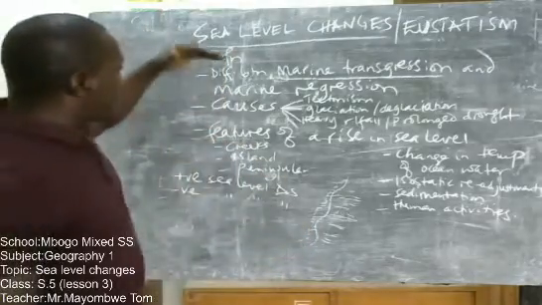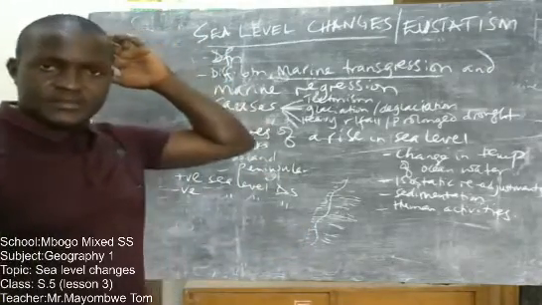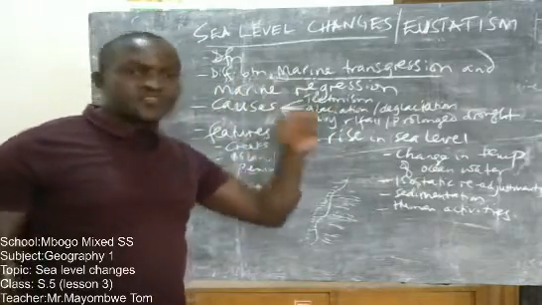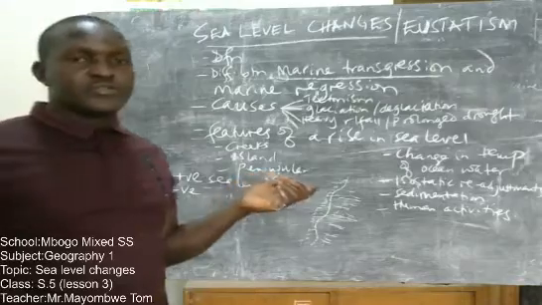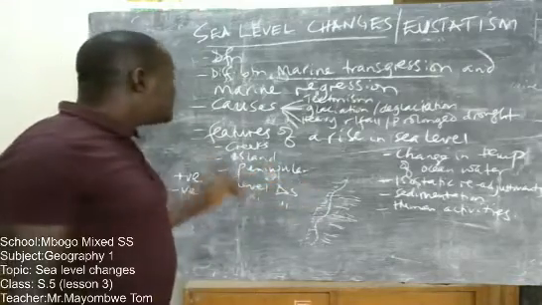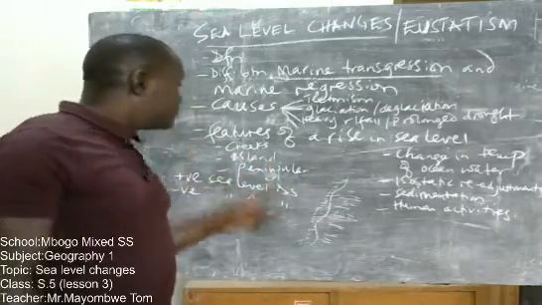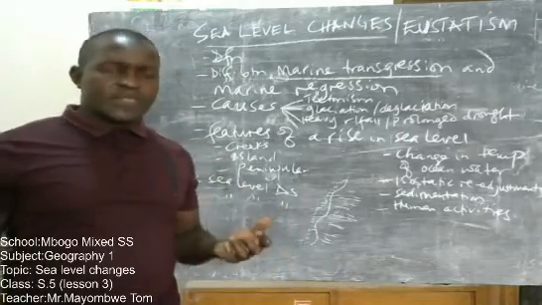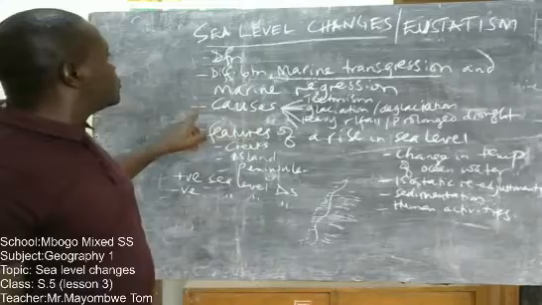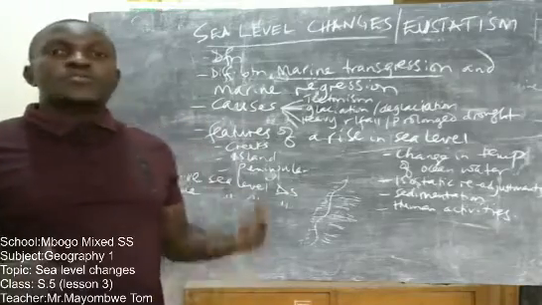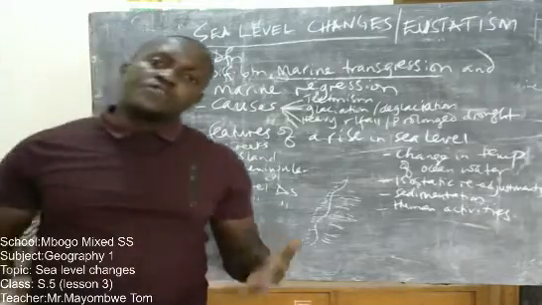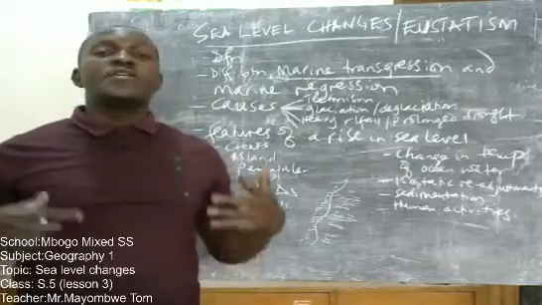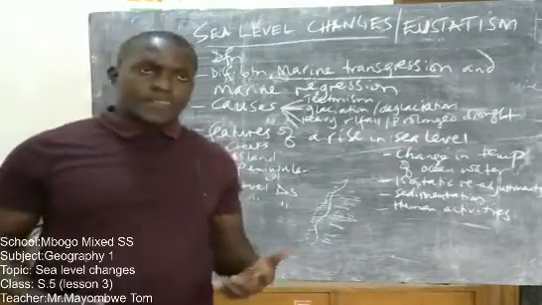So, we have defined sea level changes. We have looked at the difference between marine transgression and marine regression. We have also looked at the difference between positive sea level changes and negative sea level changes. Then we want to move on to the causes. What causes sea level changes? What causes a rise and a fall in the sea level?